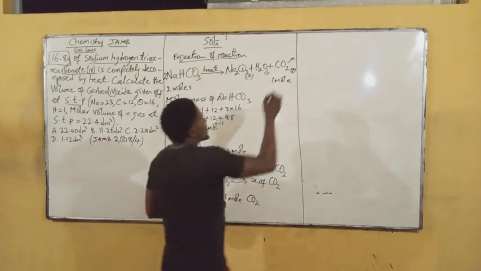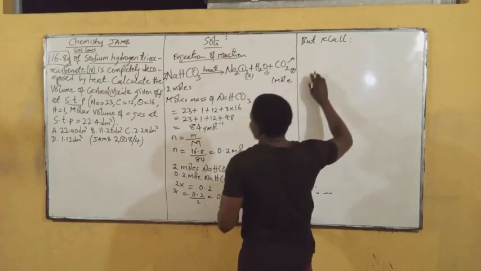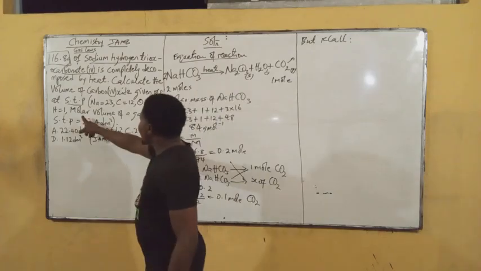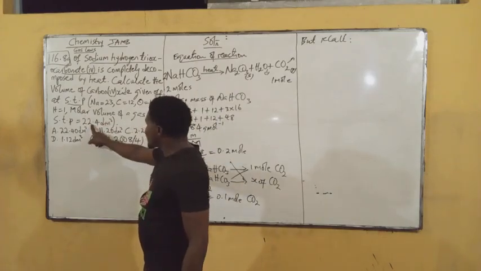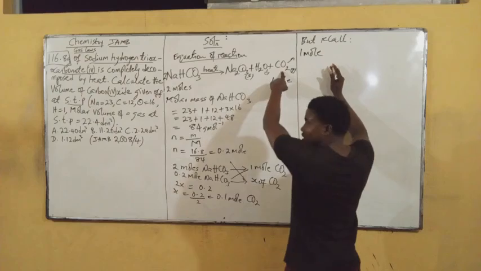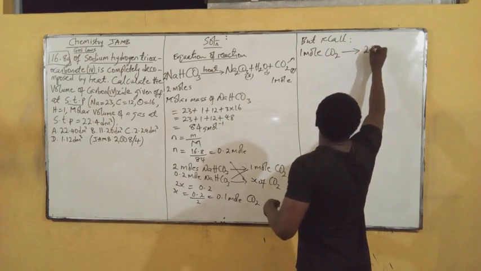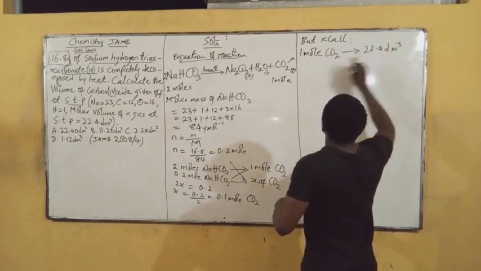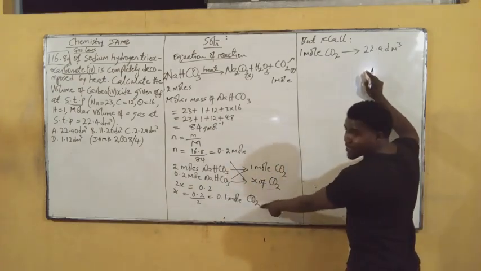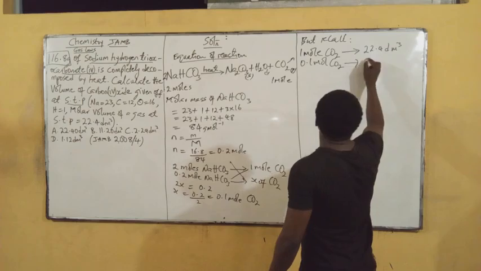Now, recall that according to the question, the molar volume of any gas at STP is 22.4 dm³. Then I can say that 1 mole of carbon(IV) oxide, which is a gas, is 22.4 dm³. So if 1 mole of carbon(IV) oxide is 22.4 dm³, what will 0.1 mole of carbon(IV) oxide be? Then 0.1 mole of carbon(IV) oxide will be x.